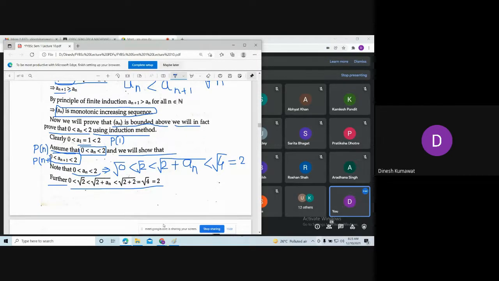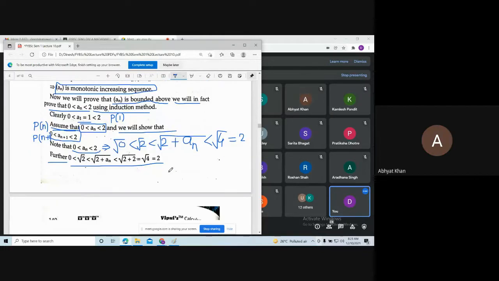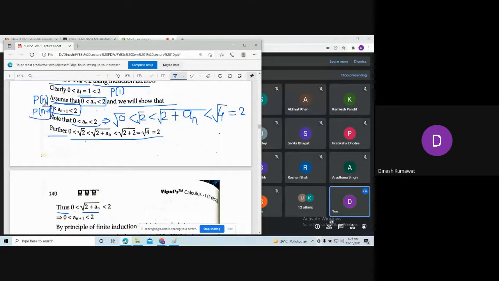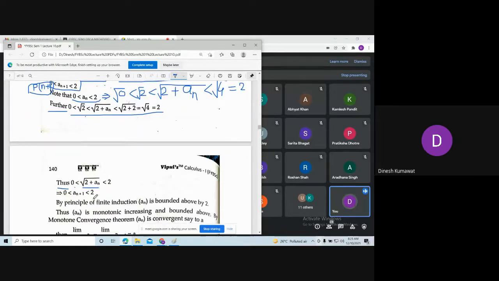Is that clear? Okay. So this means what? Thus, root of 2 plus an is lying between 0 to 2. This is nothing but an plus 1 is between 0 to 2. So we have proved that p of n plus 1 is true. So by principle of mathematical induction, or you can say finite induction, an is bounded above by 2. Is that clear? So you can see mathematical induction is a very powerful tool for sequences.